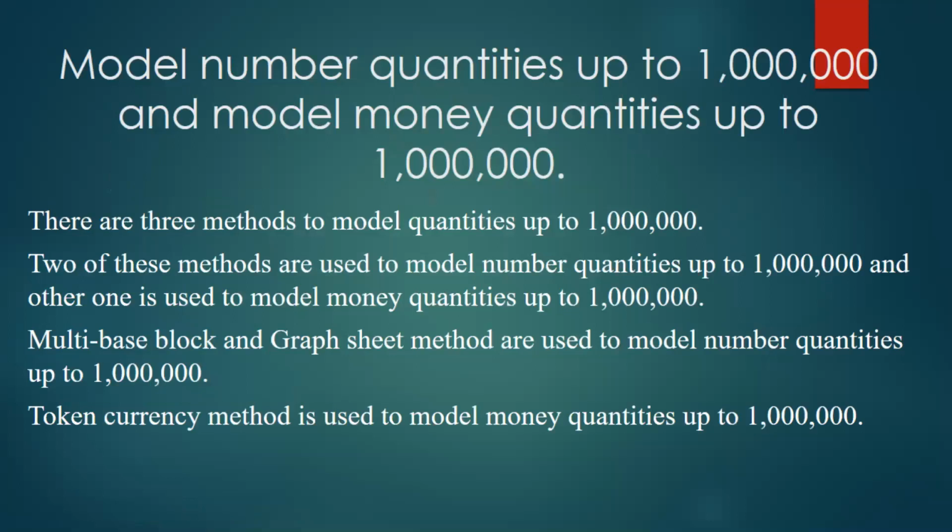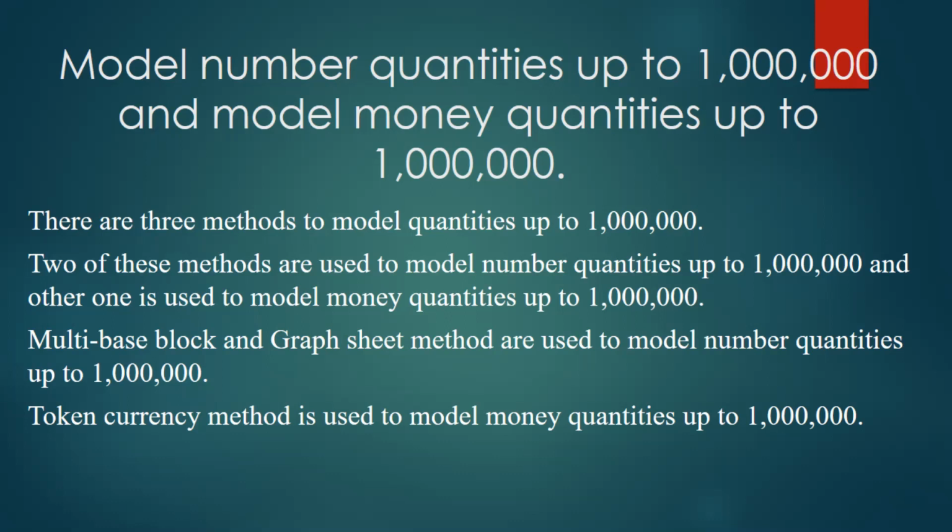Under counting, representation, and cardinality, we are going to learn how to model number quantities up to 1 million and how to model money quantities up to 1 million. There are three methods to model quantity up to 1 million. Two of these methods are used to model number quantities up to 1 million, and the other one is used to model money quantities up to 1 million.